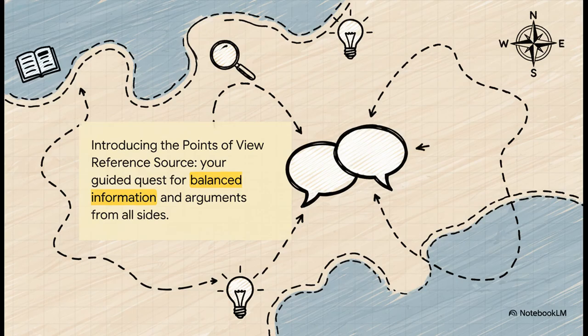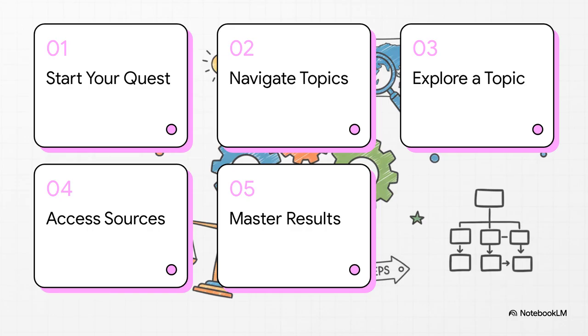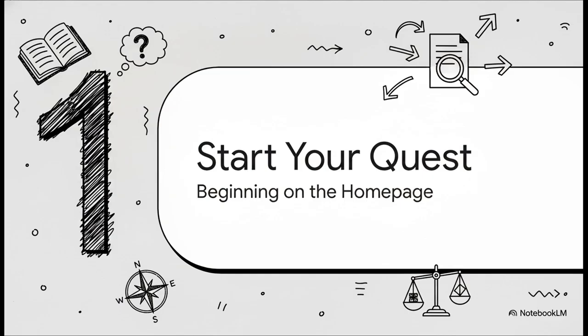Seriously, it's designed to cut right through all that noise and guide you straight to the heart of any debate, laying out all the arguments for you, clear as day. So here's our plan. We're going to master this thing in 5 simple steps. First, we'll kick off our research quest. Then we'll navigate the topic library, explore a topic's main hub, get into accessing and evaluating the sources, and finally, learn how to master your search results like a total pro. All right, let's do this.